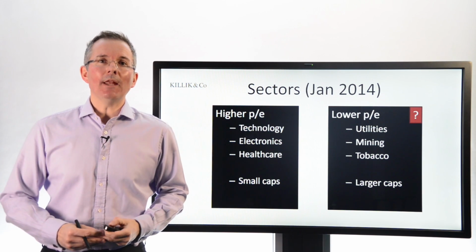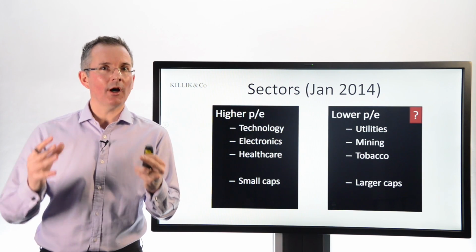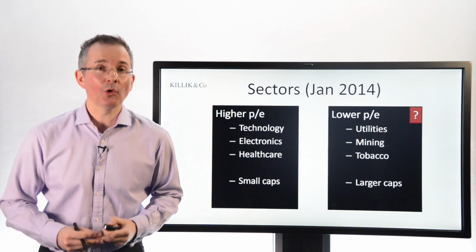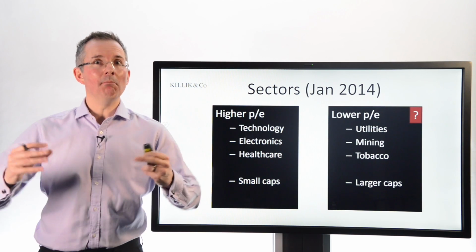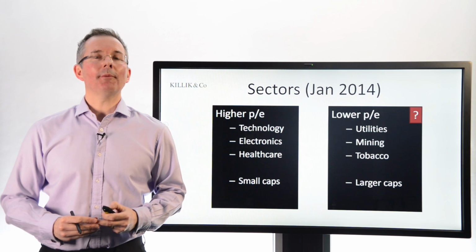So there we have it. In summary, the PE ratio, widely quoted, heavily used, can be a useful guide to whether a stock's cheap or expensive, but a fair amount of caution is required when it comes to interpreting PE ratios. Remember, Mr. Market, as I call him, is normally right, but sometimes gets it wrong.